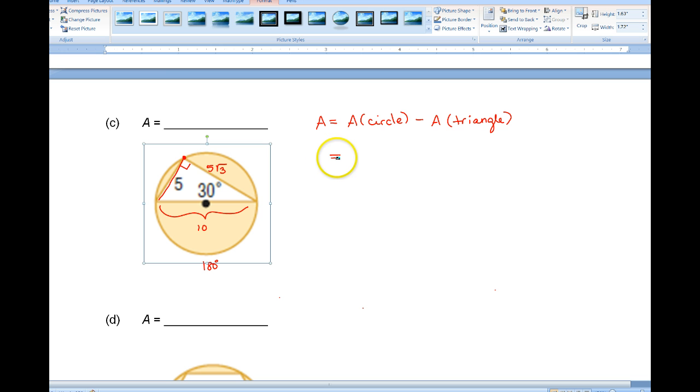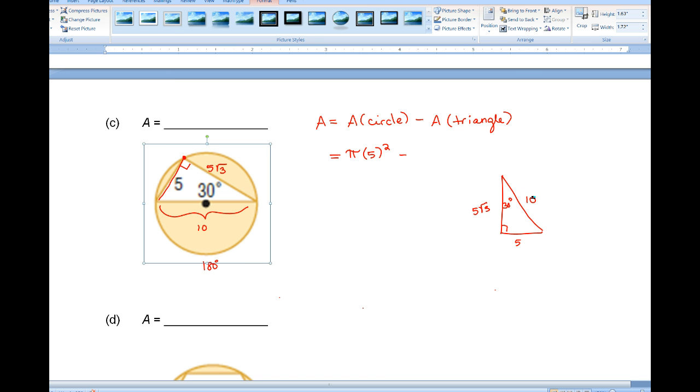Do I know the radius for the circle? It has to be 5 because we found that the diameter was 10, so it's going to be pi times 5 squared. Now what about the area of that triangle? Well, let me just redraw the triangle quickly. Isn't it just 5 times 5?